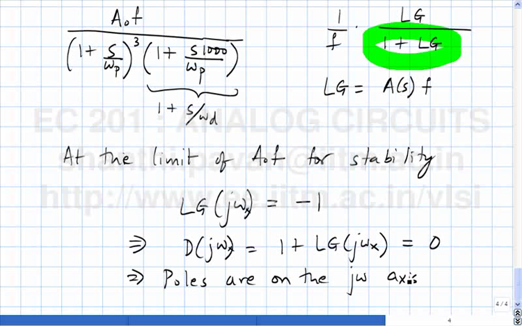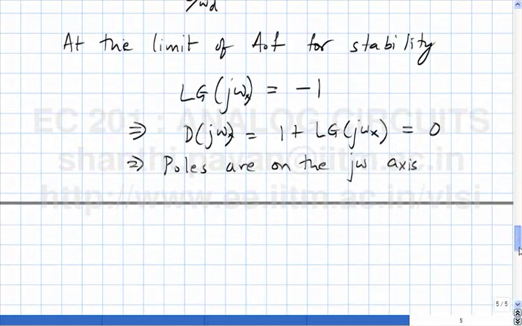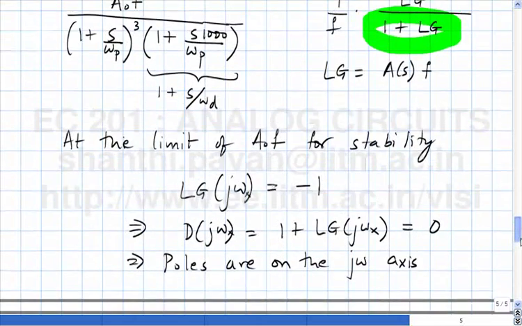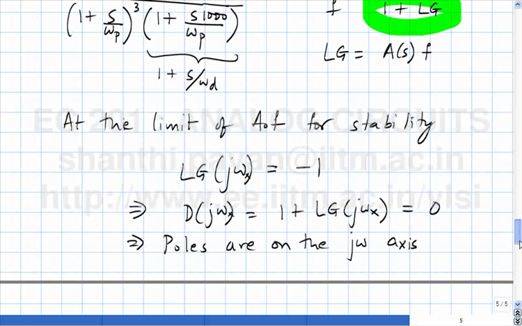Is that clear? As I said again, there is nothing at all wrong with writing out the complete equation in the S domain. You will get a polynomial, fourth order polynomial in this case in S, and then find the roots. The roots will be a function of A naught F. You can find what A naught F, the roots will just jump into the right half S plane, and you're all set. And this is a useful method, so I will try and illustrate this with an example.